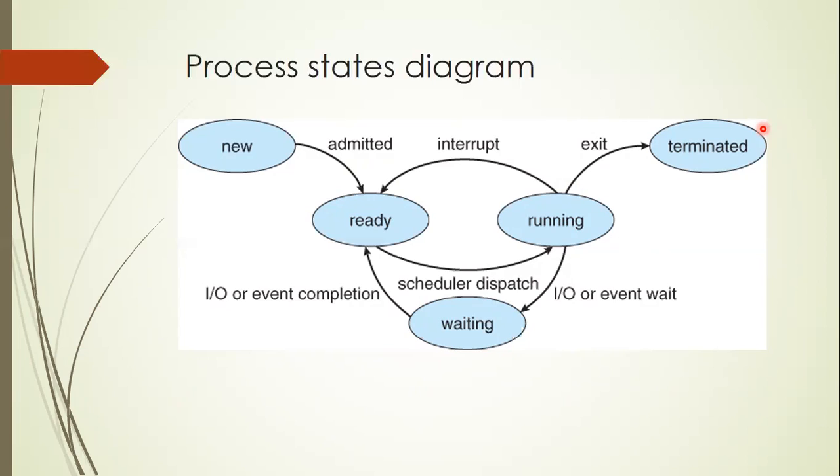When it is admitted for the first time, it goes from new state to ready state. When there is an IO operation, it goes from running state to waiting state. After completion of the IO request, it goes from waiting state to ready state. Whenever an interrupt occurs, it goes from running state to ready state. After complete execution is over, it goes from running state to terminating state. So these are the 5 different states of a particular process. I have illustrated this with the example of human life also.